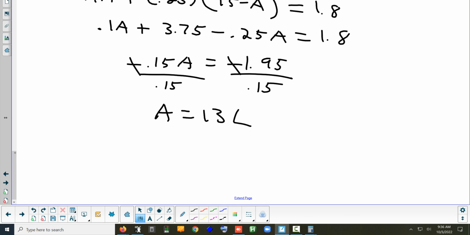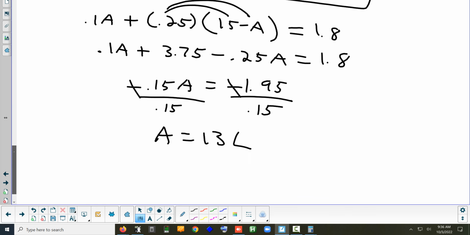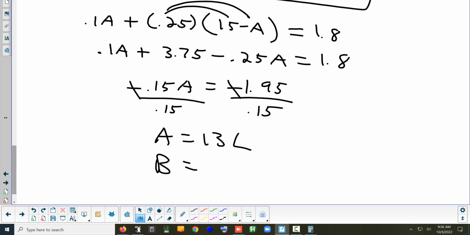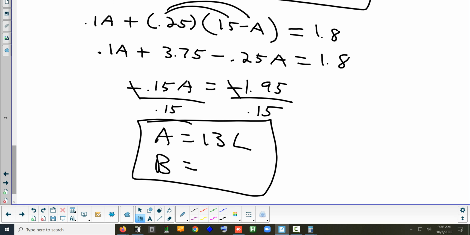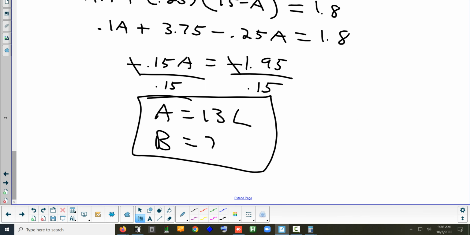So in order to create the mixture that they want, I need to mix 13 liters of solution A. And how many liters of solution B? 2. Because I have to get a total of 15. So this would have to be 2. And that's how pretty much every mixture problem works. Same exact equations, just different percentages. That's all.